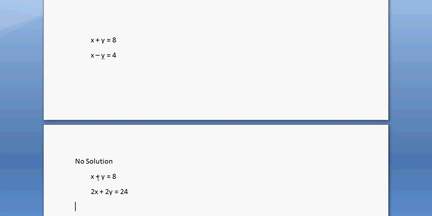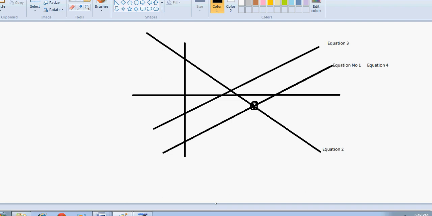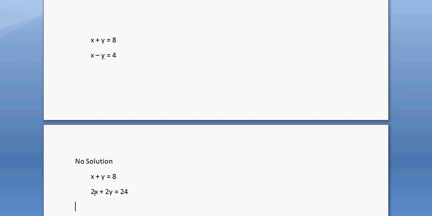For no solution, what do you have to see? You have to just see that a1 by a2 is equal to b1 by b2, which is not equal to c1 by c2. So they have to be parallel, right? These two lines have to be parallel, which means that their slope is equal. Slope is a term which I don't want to use right now, because it's in coordinate geometry and we have not covered coordinate geometry till now. But nevertheless, I'll just tell you what slope means.